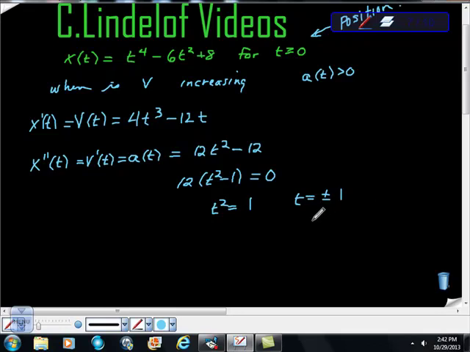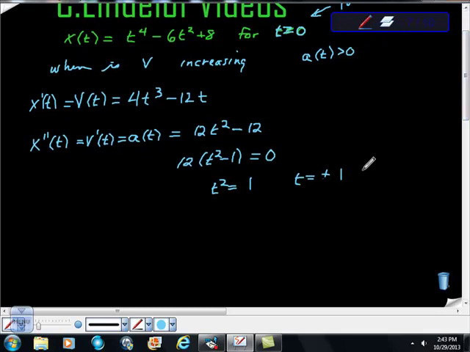We don't need to worry about minus 1 because it says clearly here that we're only interested in t such that t is greater than or equal to 0. So we only have this one here. I'm going to take a quick peek and try to figure out what happens. At 1, a of t is equal to 0. Well, what happens on the other side?